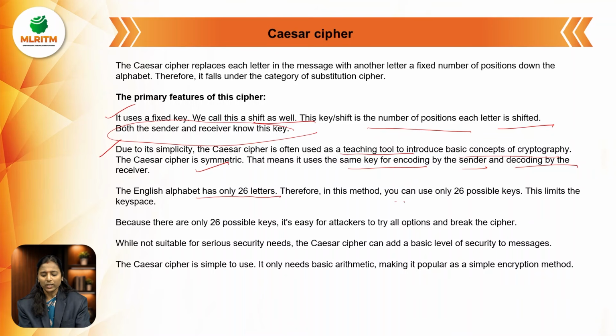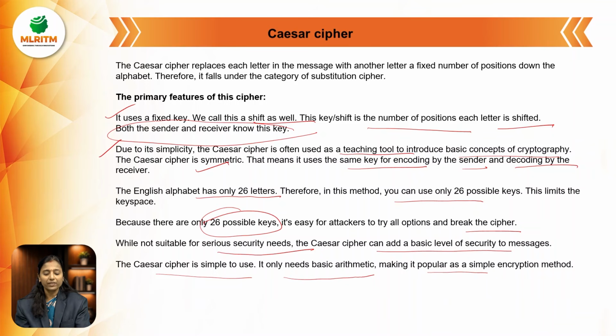In this method, you can use only the 26 possible keys. The limit is the key space. When we are using these 26 possible keys, the easy attack is to try all options to break the cipher. For serious security needs, the Caesar cipher can add a basic level of security to messages. The Caesar cipher is simple to use, only needs basic arithmetic, and that makes it popular as a simple encryption method.